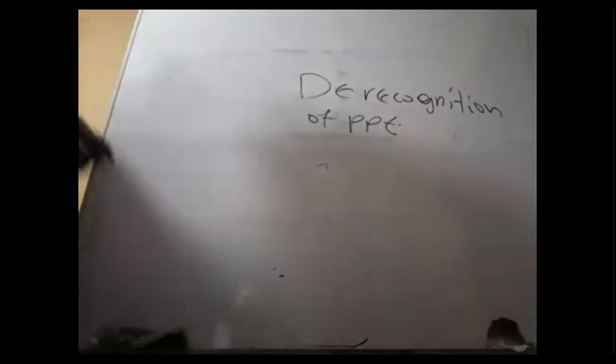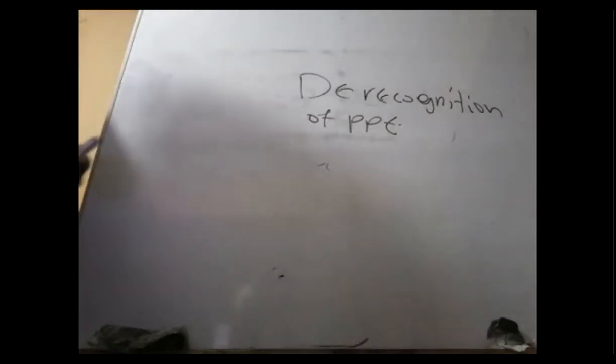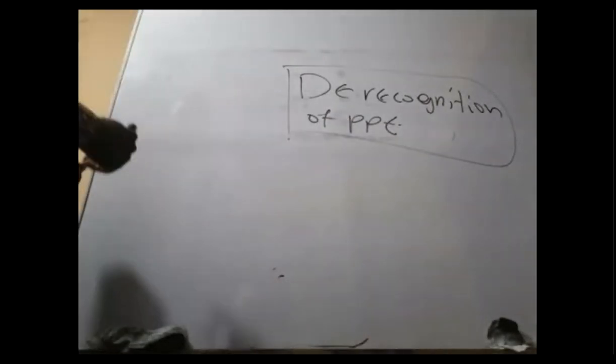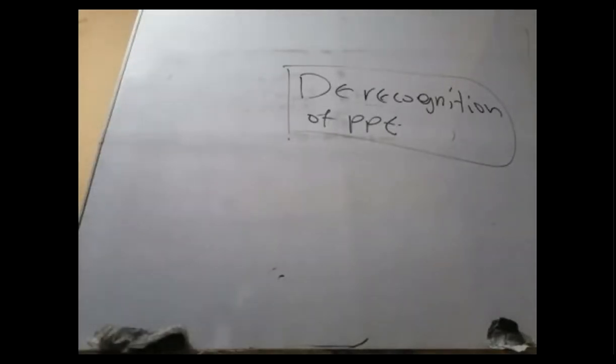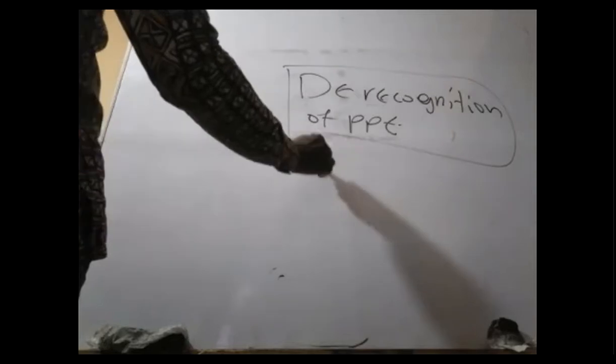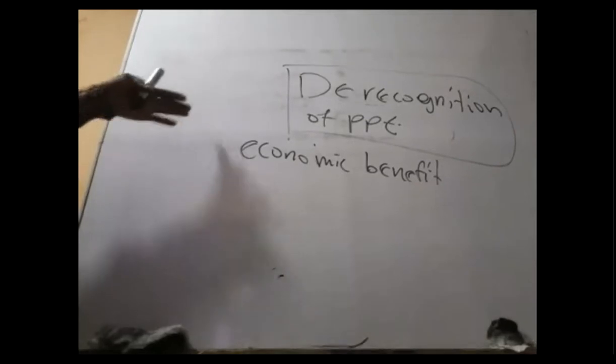Derecognition of PPE. You know, we have the point of birth and the point of death. This is the ending part of the PPE. Now, the standard is saying that as soon as the economic benefits cease to flow to the entity, you have to also cease to recognize that PPE as an asset in your book. So when the future economic benefits cease or stop flowing to the entity, you have to stop showing the asset as your asset. That's all. Then the question is, on what basis will the future economic benefits cease to flow?